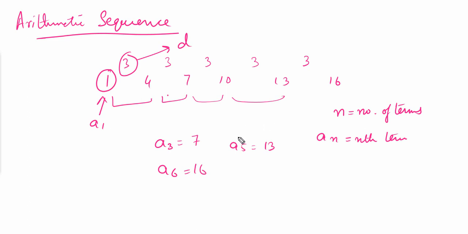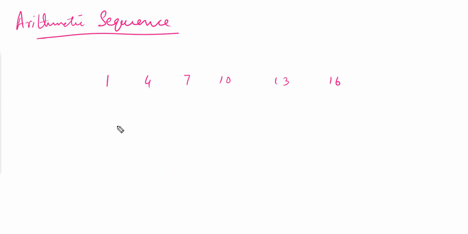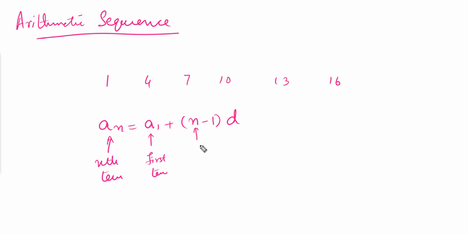Now let me write down the formula to find the nth term of an arithmetic sequence. The formula goes like this: an equals a1 plus n minus 1 times t, where an is the nth term, a1 is the first term, n is the number of terms in this sequence, and t is the common difference.